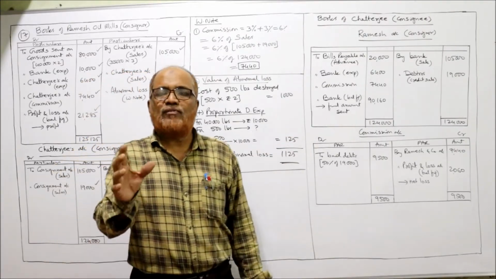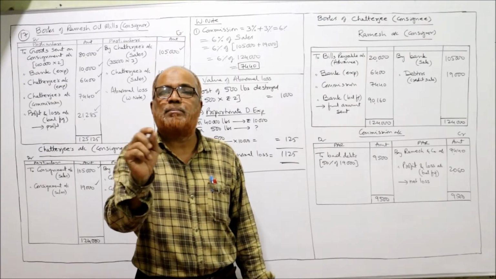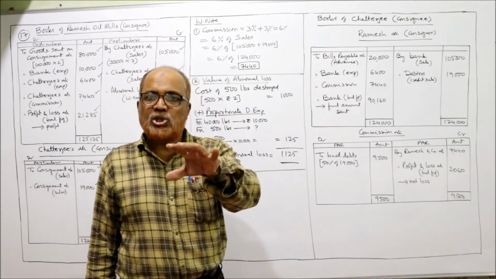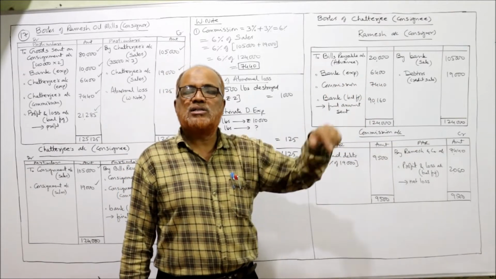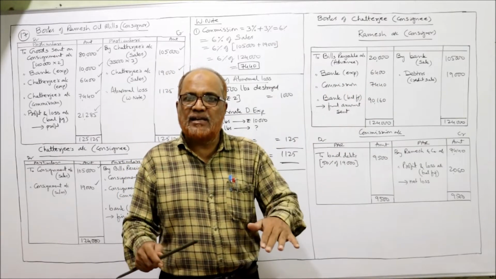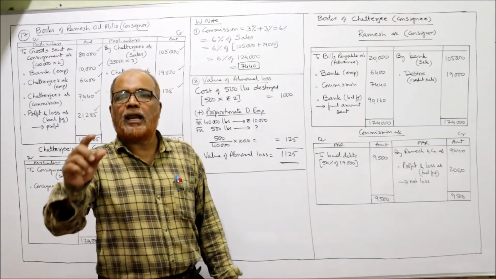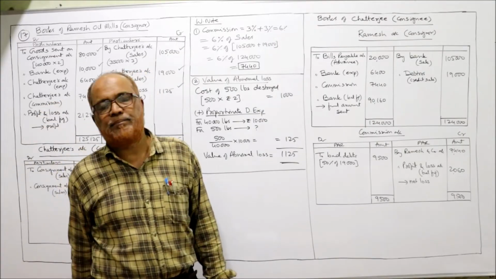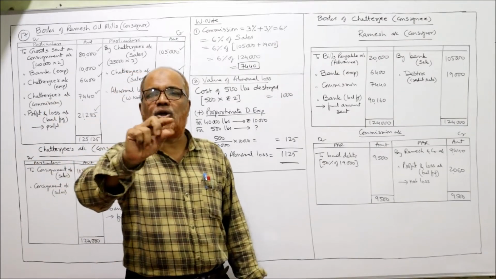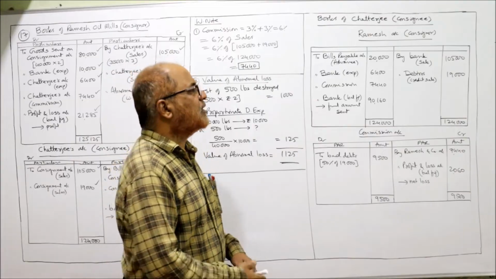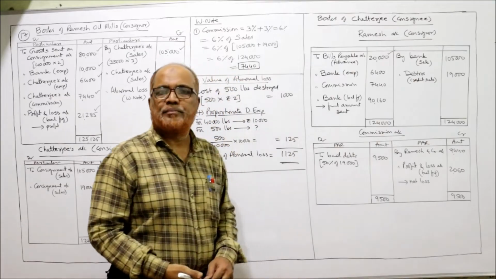So first of all, when he receives the goods on consignment, he accepted the bill. The bill was drawn by Ramesh. It is accepted by Chatterjee. So it is bills receivable for Ramesh and bills payable for Chatterjee. When he accepts the bill, the entry will be Ramesh account debit to bills payable. So Ramesh account is debited, to bills payable, advance 20,000.